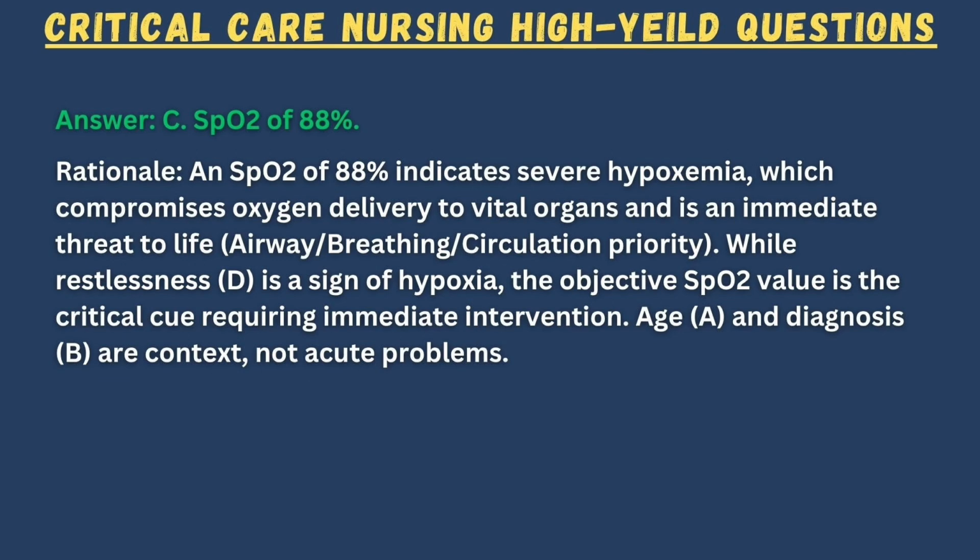SpO2 of 88%. Rationale: an SpO2 of 88% indicates severe hypoxemia, which compromises oxygen delivery to vital organs and is an immediate threat to life, airway or breathing or circulation priority. While restlessness, D, is a sign of hypoxia, the objective SpO2 value is the critical cue requiring immediate intervention. Age, A, and diagnosis, B, are context, not acute problems.